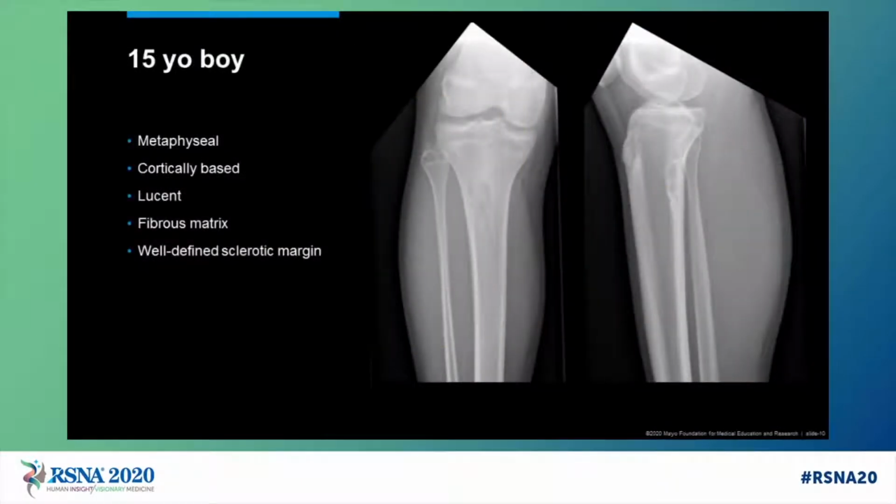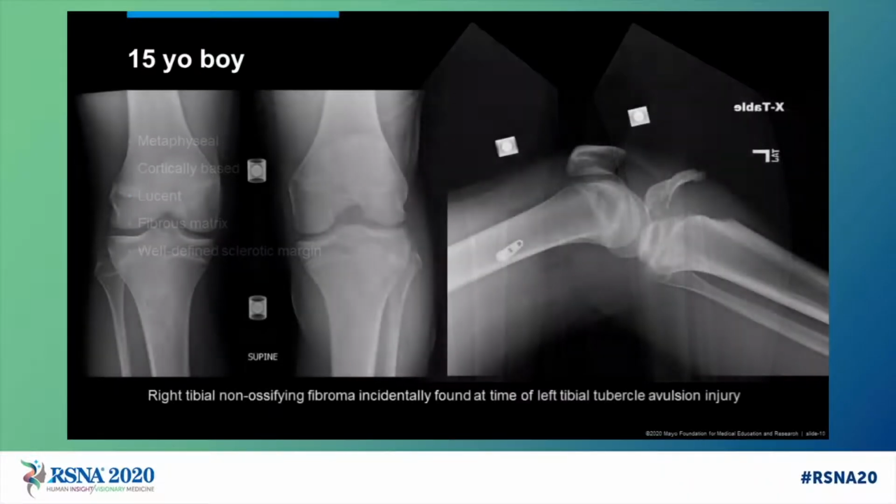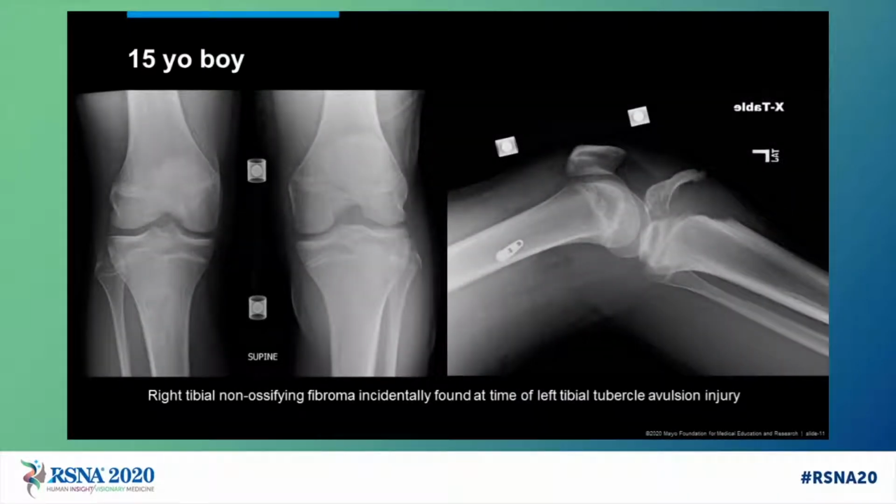There's going to be a group of these patients for which we can definitively say the finding is benign. And there's a nice example here in this 15-year-old. I think you all would recognize this cortically based lesion with well-defined sclerotic margins as a non-ossifying fibroma. And we can be very sure it's benign because it was found incidentally when the patient had a severe injury on the contralateral side.